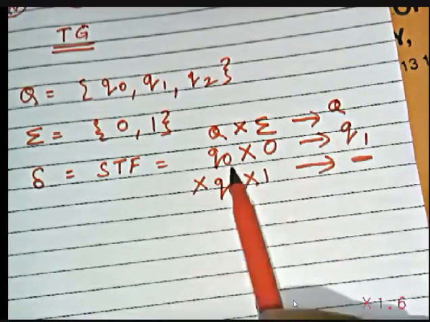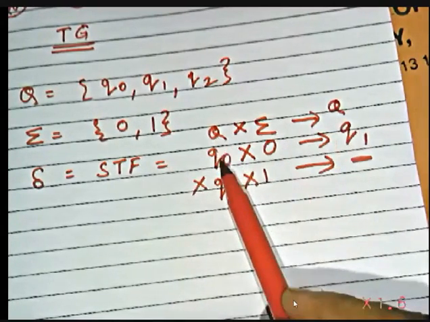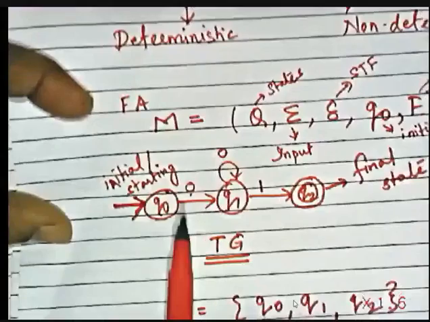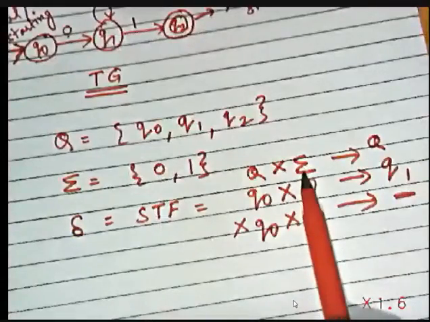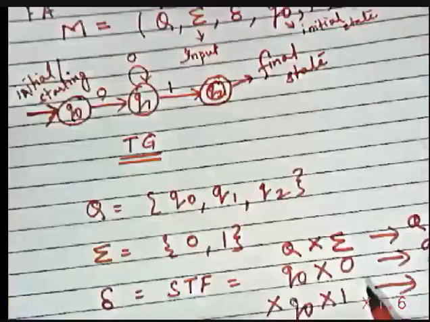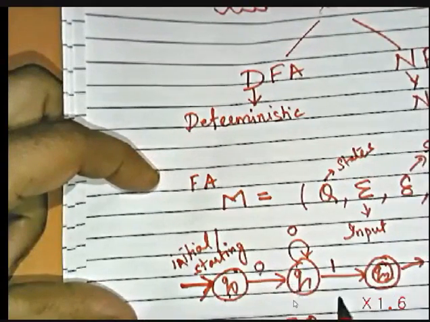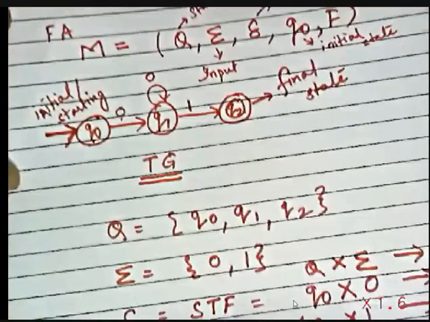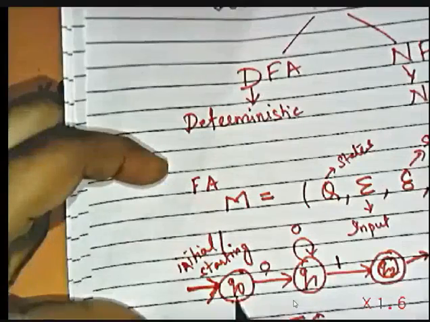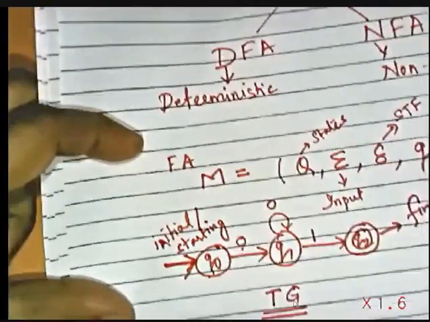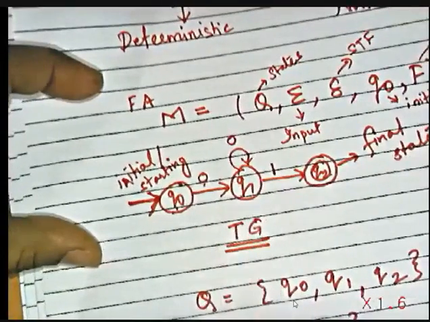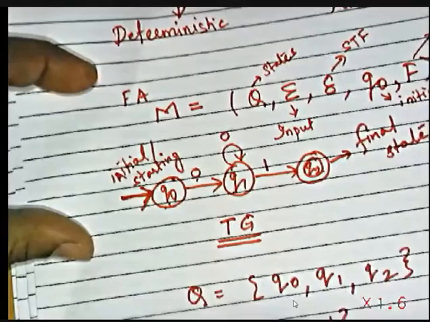So similarly, I have replaced this capital Q by Q0 state. My alphabet symbol is now here in this diagram, 0. And what is my next state? So Q0 on 0 is moving to Q1, right? So I have written here Q1. Now Q0 with the input symbol 1 is not moving anywhere, so I have kept it as dash.